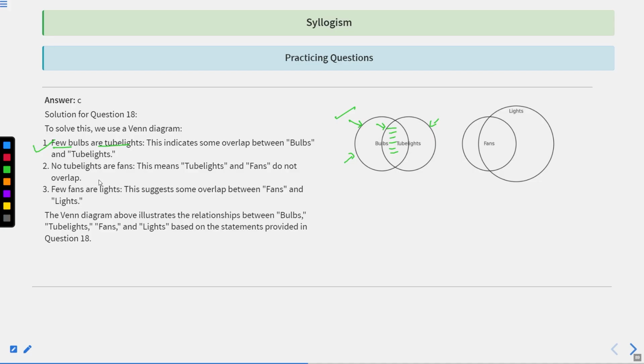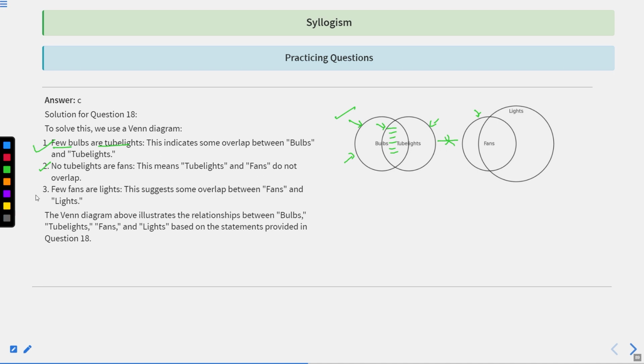Now let's move on and understand what the second statement is saying. It is saying that no tube lights are fans. So this is the circle representing tube lights, and this is the circle representing fans, and there is no relation between tube lights and fans. So the second statement can also be inferred from the Venn diagram.